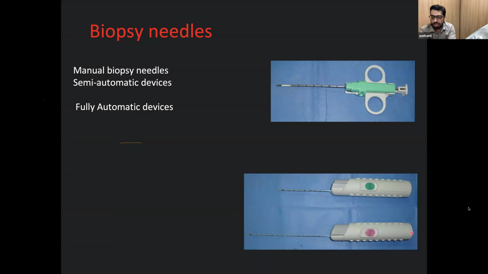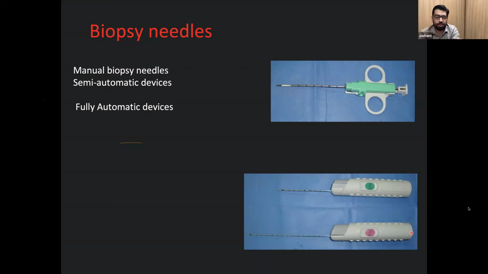When we are using a semi-automatic biopsy gun, it has two parts. This is a trocar, which can be advanced to advance the end plate. This control is there to advance the end plate, so this step is not automatic. This is known as a semi-automatic biopsy gun. Once you reach the target, you advance the needle into the target and then fire it. This will have a sample within this end plate.